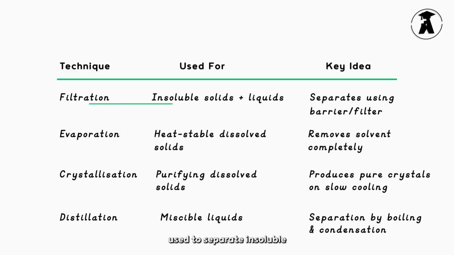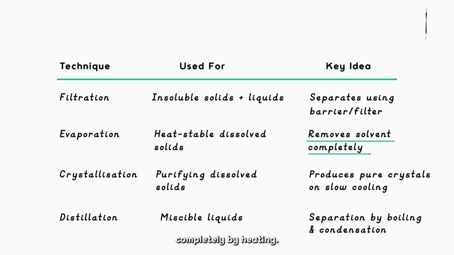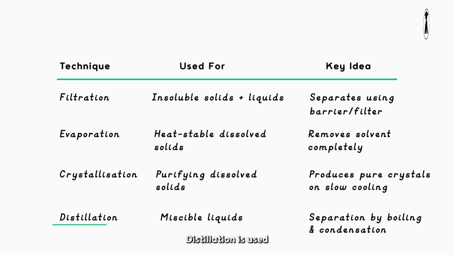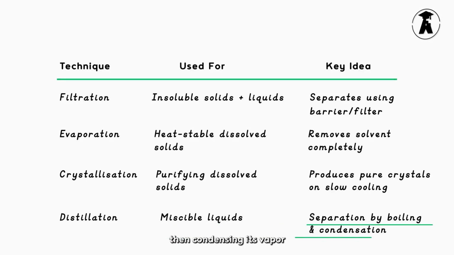Filtration is used to separate insoluble solids from liquids by passing the mixture through a filter that traps the solid particles. Evaporation is used for heat-stable dissolved solids, where the solvent is removed completely by heating. Crystallization is used to purify dissolved solids by allowing pure crystals to form slowly as the solution cools. Distillation is used to separate miscible liquids by heating the mixture so that one liquid boils first, then condensing its vapor back into a liquid.